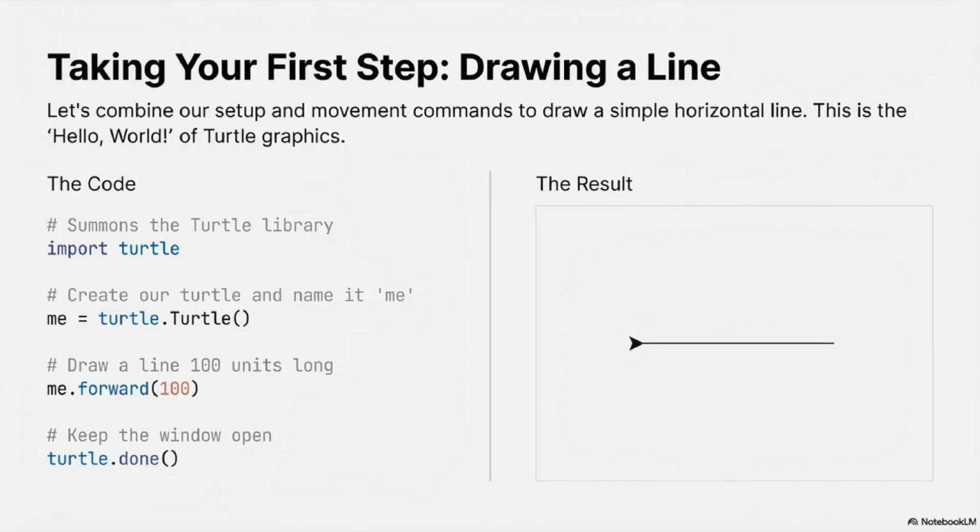Let's draw our very first line. We write import turtle, me = turtle.Turtle(), me.forward(100), turtle.done(). The turtle starts in the center, faces to the right, and moves forward 100 units. On the screen, you'll see a straight horizontal line.